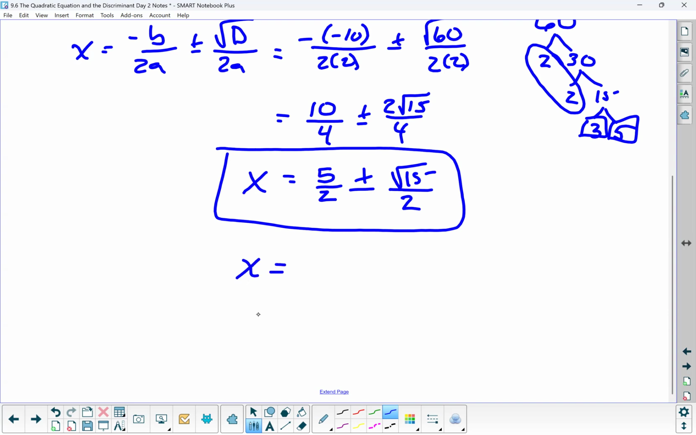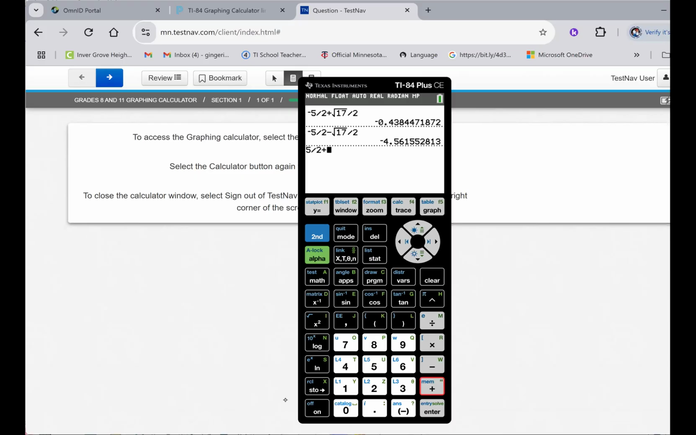Using the calculator, we'll get a couple of estimated or rounded solutions. Five divided by 2 plus the square root of 15 divided by 2. 4.436491673, or 4.44.